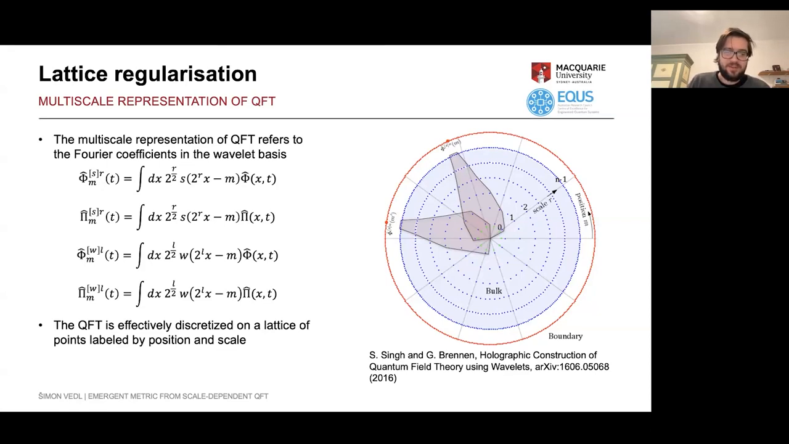But the nice thing about the wavelet basis is that you still have a notion of position, right? Because each wavelet function has an index for position, which means how much it is offset from zero. And additionally, you have a scale label. So the way you could imagine it, this is if you do field theory on a circle, or if you compactify your real line into a circle. So it's a cartoon of how you can view it.